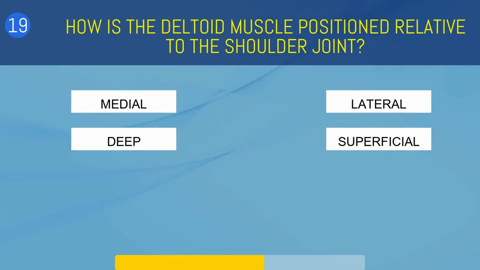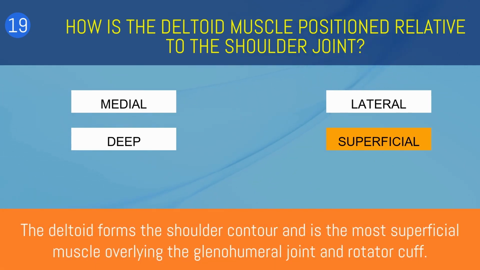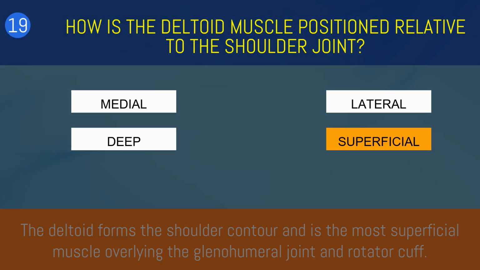How is the deltoid muscle positioned relative to the shoulder joint? Medial, deep, lateral, or superficial? Superficial. The deltoid forms the shoulder contour and is the most superficial muscle, overlying the glenohumeral joint and rotator cuff.